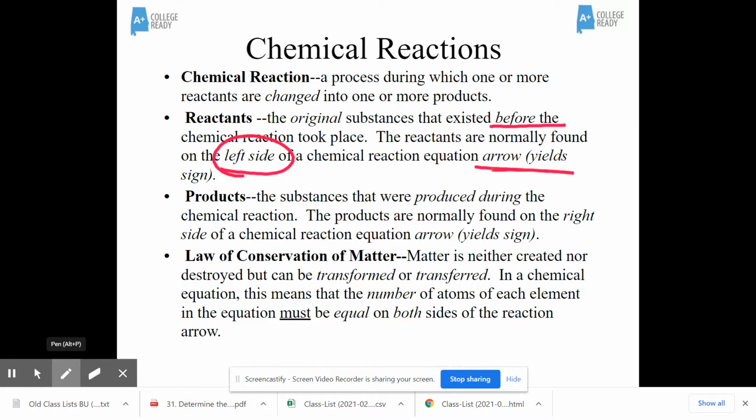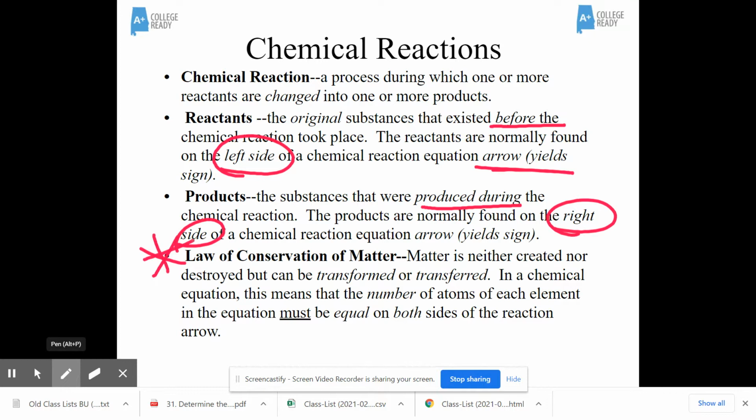If you think of this like an algebra equation, the equal side means you take what's on the left side, you put it together, and you make what's on the right. 1 plus 1 equals 2. Same thing here. We have our reactants on the left. We're going to put them together, and they're going to make a new product that's on the right. The arrow is like our equal sign. So products are what we make, and they're on the right side.